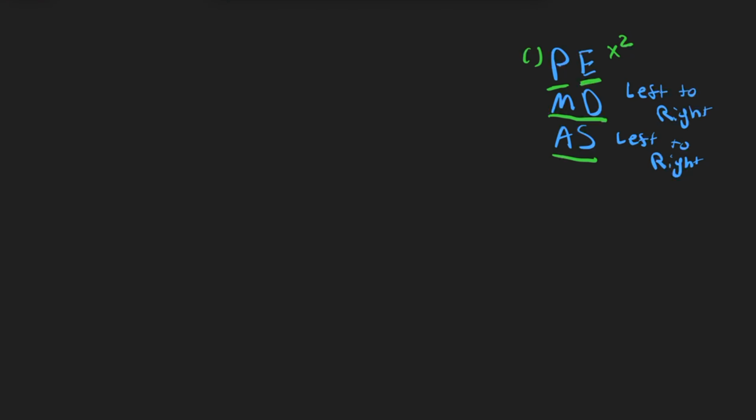Quickly, let's go over why we need to solve these from left to right using our multiplication, division, addition, and subtraction. Let's say we have 12 divided by 3 times 4. A lot of students here would like to start with the multiplication because it's something they're more used to. However, let's see what happens when we do that. 3 times 4 is 12. 12 divided by 12 gives us 1. 1 would be your solution.